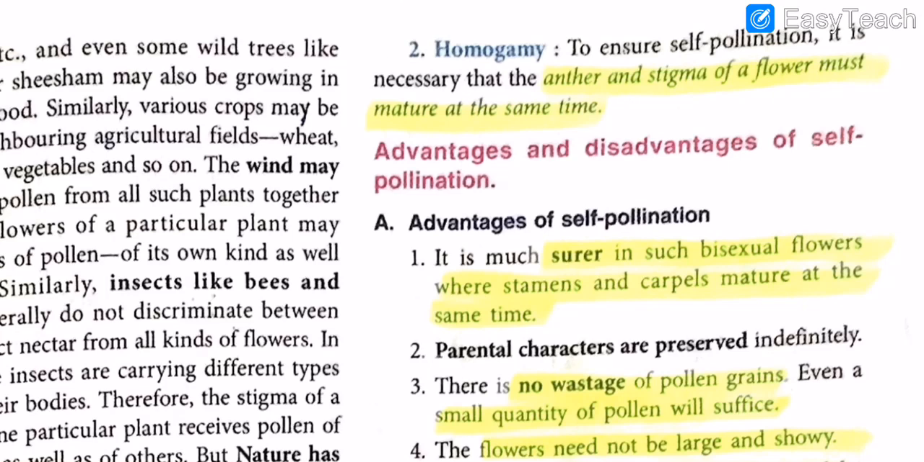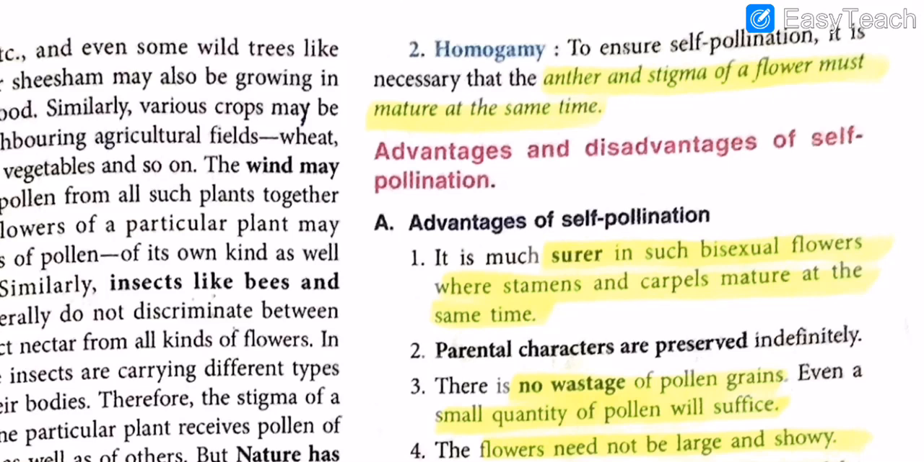Then the flowers need not be large and showy. Of course, because if the parts are close to each other, the closer they are, the better it is. And scent and nectar need not be produced by the flower. Of course, that's true because they're so close to each other, anything can happen, right? So those are the advantages of self-pollination.